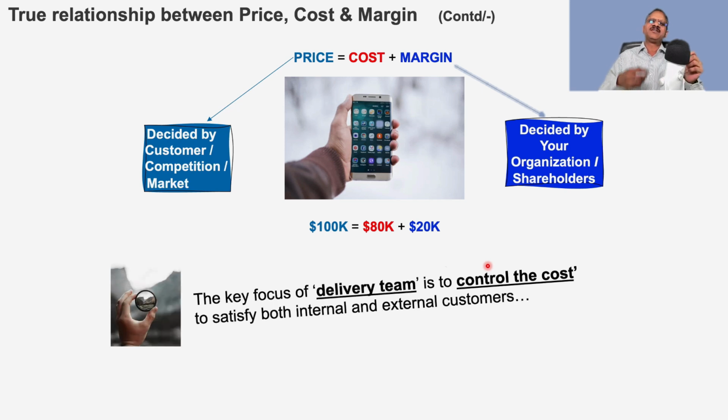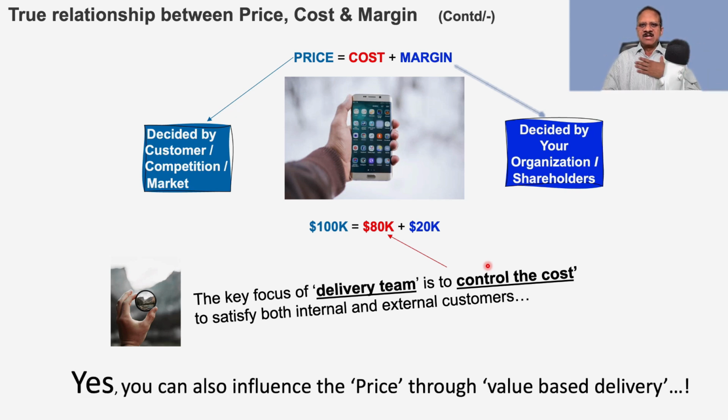Now, if price is decided by the customer and competition, margin is decided by your internal organization. So your focus is how to develop that solution within the available cost. That's why there is something called cost of delivery, which is the key focus for the delivery community. Of course, you can also influence the price through value-based pricing. That's a separate topic we'll discuss when we get into pricing strategies.